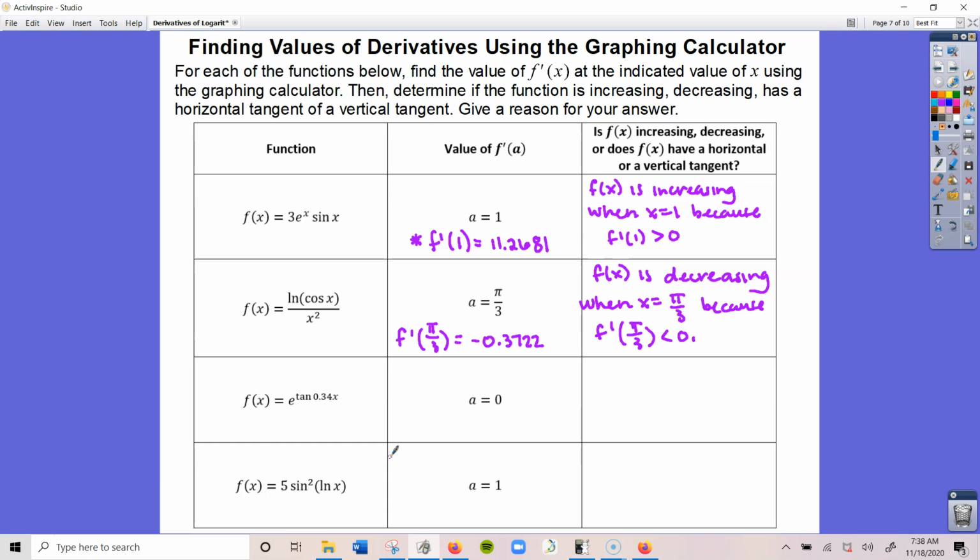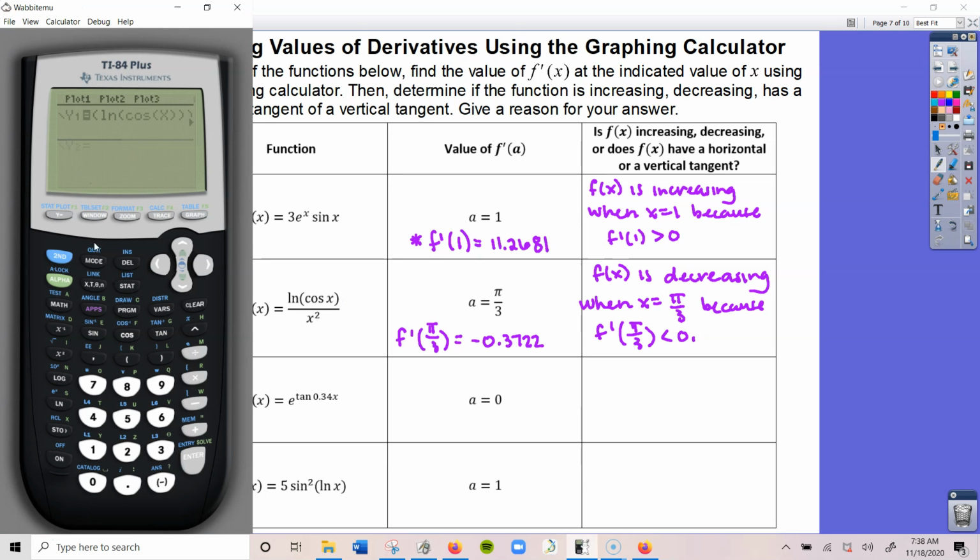Let's move on to the next function. We have e tangent of 0.34x. So I'm going to go to my calculator. Again, my y equals menu. I'm going to clear this function out. So I have e raised to the tangent of 0.34x. I'm going to close that parentheses. And now I'm going to graph.